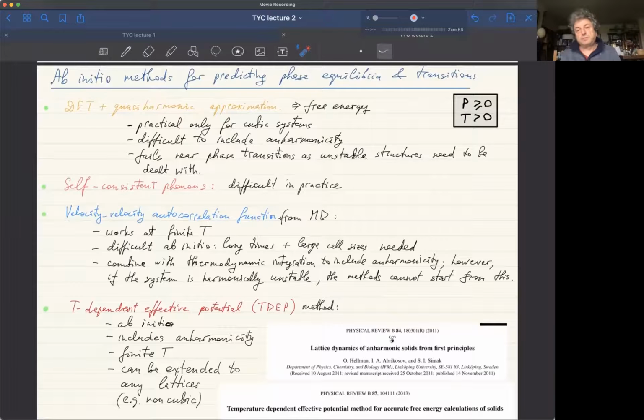So what can we do instead? So we just looked at different methods. We have good methods for calculating phonons at zero temperature: frozen phonon, time-dependent perturbation theory. We have some methods at non-zero temperature, which is molecular dynamics.